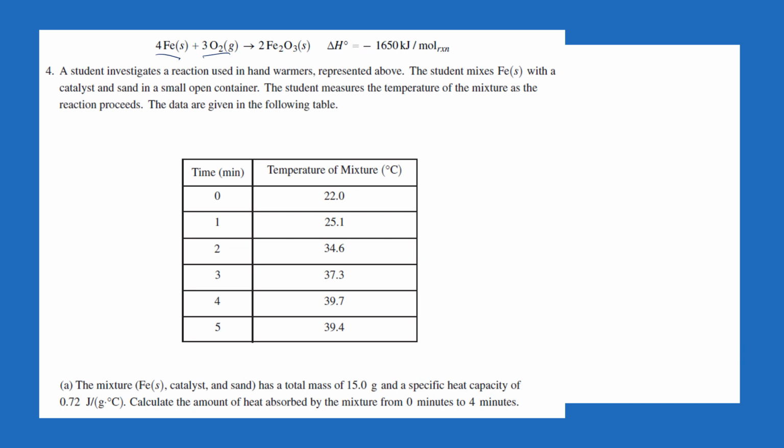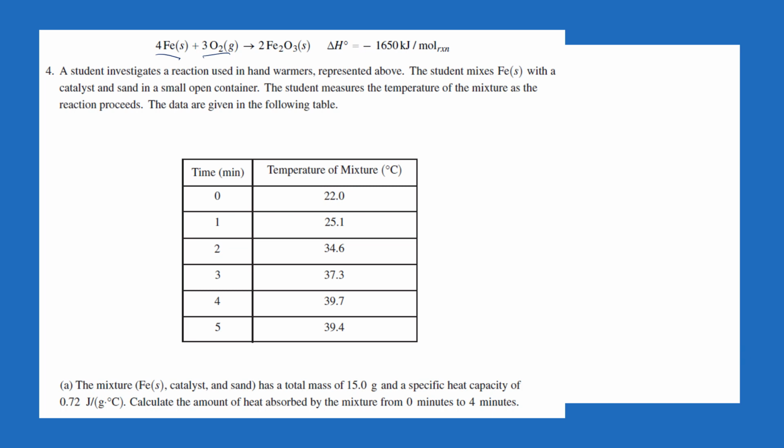So actually you can buy very similar ones at the store. They're just like heating pads that as soon as you open the package and it reacts with oxygen in the air, it's going to start to heat up. It's very cool. Anyway, the student mixes the iron with catalyst and sand in a small open container. The student measures the temperature of the mixture as the reaction proceeds. So they give you temperature over time.